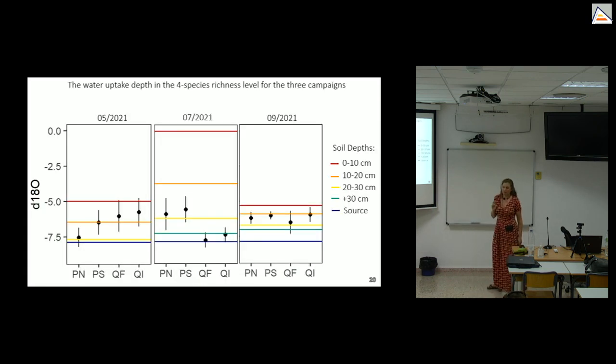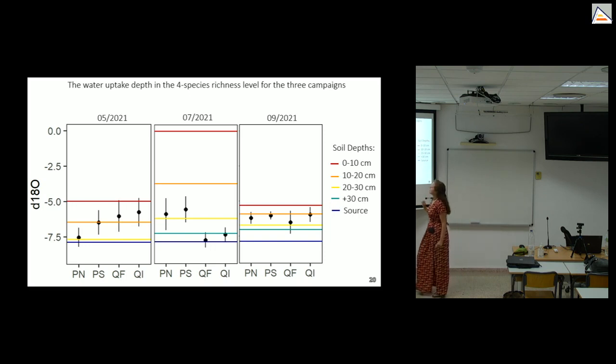And the second result I would like to show you is the water uptake depth in the plot with the 4-species mixture, for the 3 campaigns: spring, summer, and fall, for the 4 species, Pinus nigra, Pinus sylvestris, Quercus faginea, and Quercus ilex. And here you can see the stable isotope of oxygen, which is a proxy of the soil depth, with 0 to 10 centimeters, 10 to 20, 20 to 30, more than 30 centimeters, and the water source, that is the rain that goes into the cracks of the rocks.